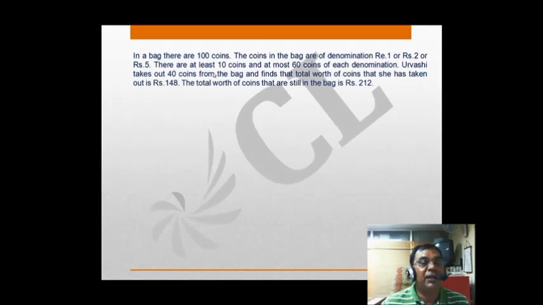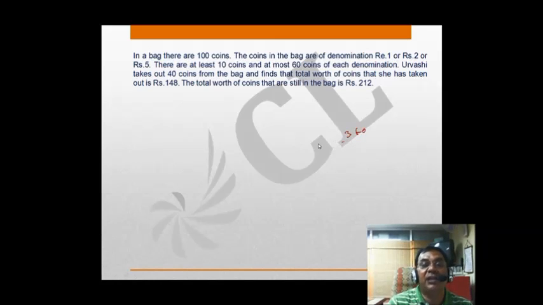In a bag there are 100 coins. The coins are 1, 2 or 5 rupees. There are at least 10 coins and at most 60 coins of each denomination. Urvashi takes out some coins. The total worth of coins she has taken out is rupees 148. Those still in the bag are worth rupees 212. That means the total value is 360.